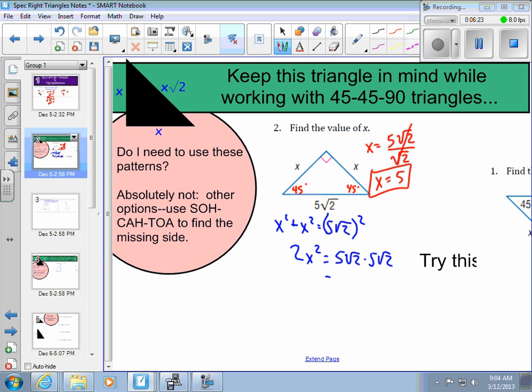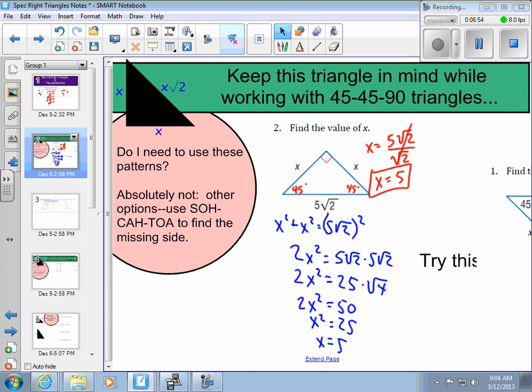If you multiply this together, 5 times 5 is 25. Square root of 2 times square root of 2 is square root of 4. Square root of 4 we know is 2. So 2 times 25 is going to give us 50. If we divide by 2, that's 25, square root of 25. You get the same answer of 5. So there's different ways of doing these problems. As long as you follow Pythagorean theorem or trigonometry, you can get to the answer.